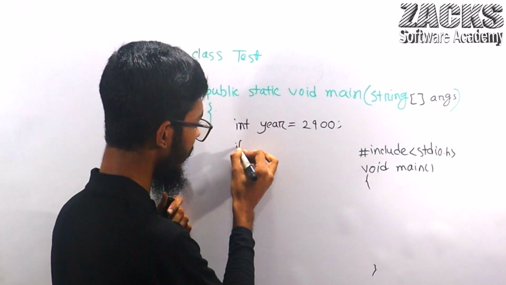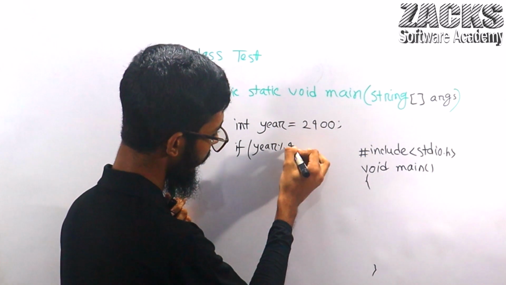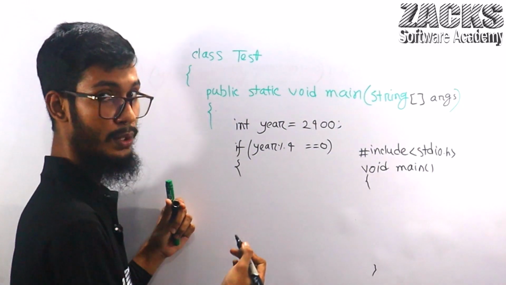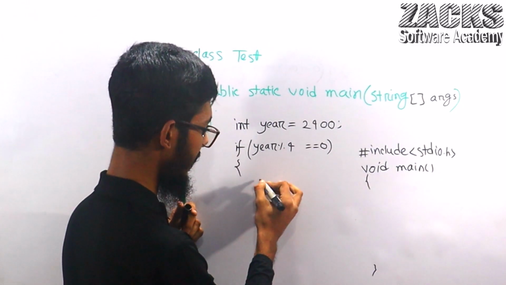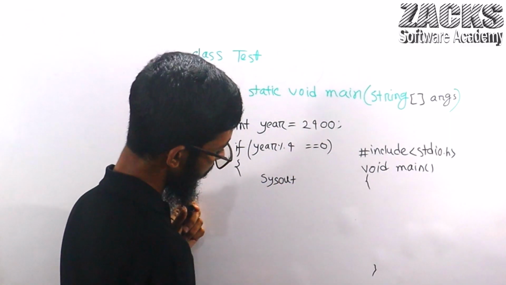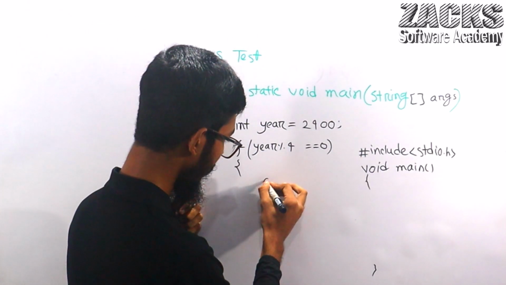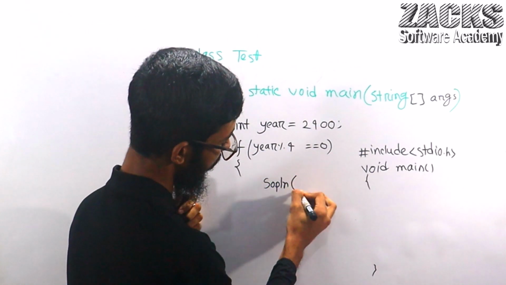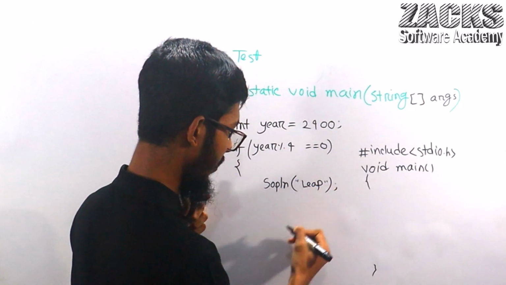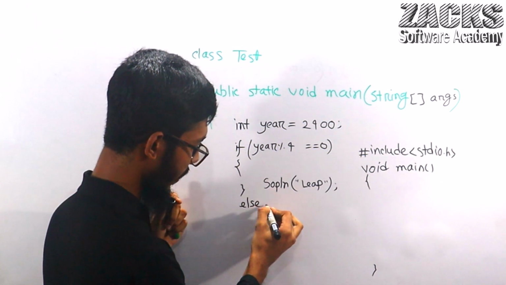For example, if I write it this way: if year is divisible by 4, if this condition is true, then we are going to printf, actually System.out.println in Java, or sopln. Hopefully you know sopln. So simply we are printing leap year, nothing more than this, or you can write the year is a leap year, no problem.